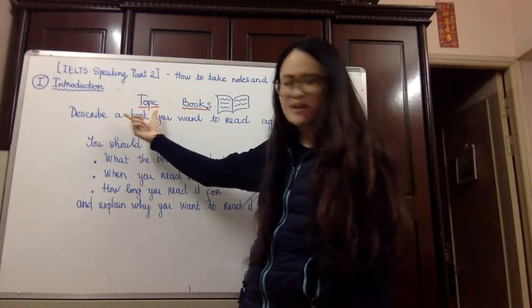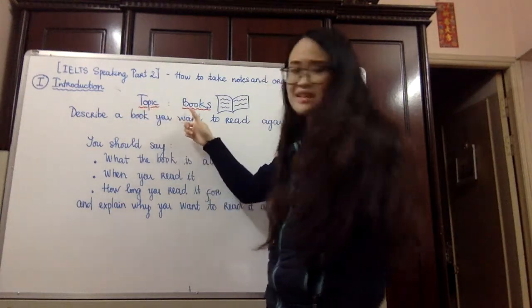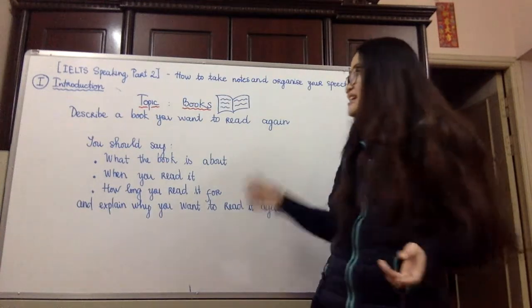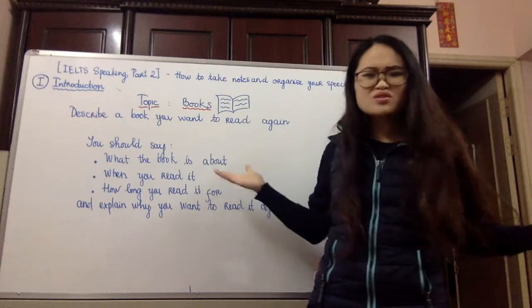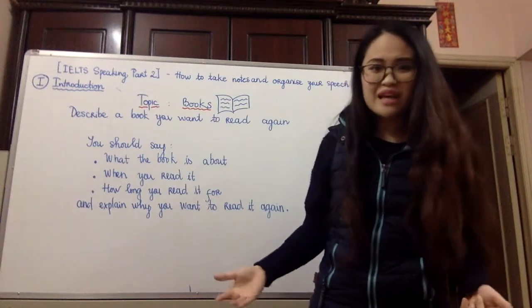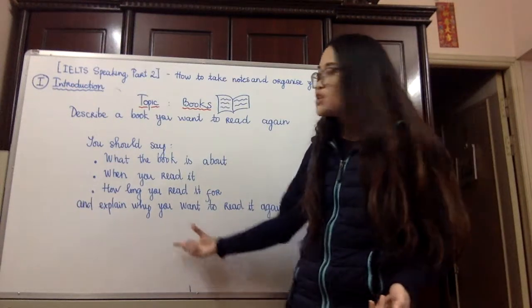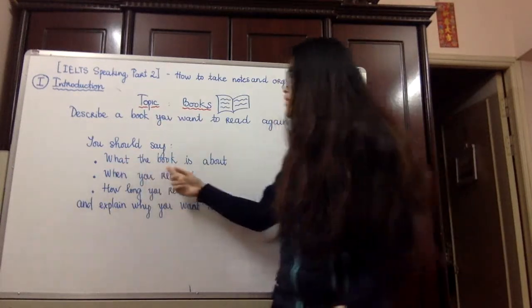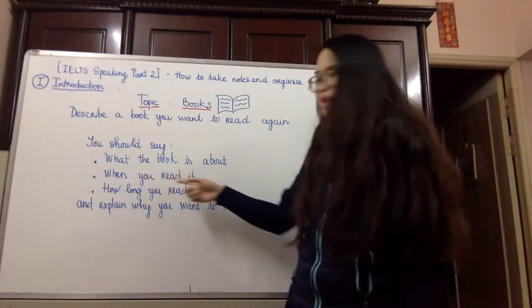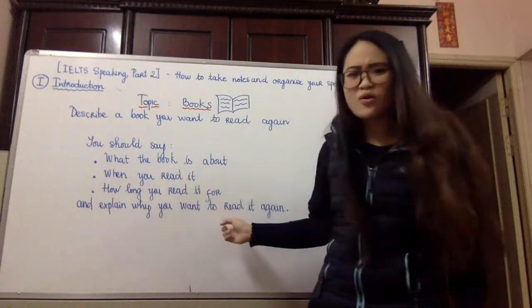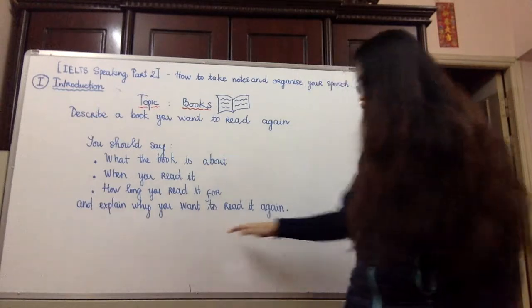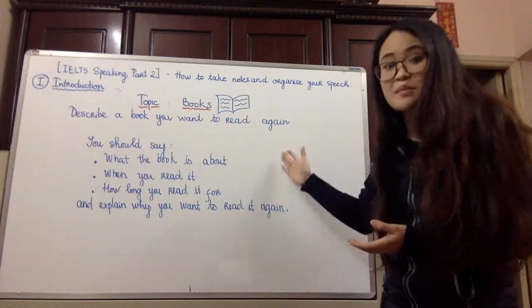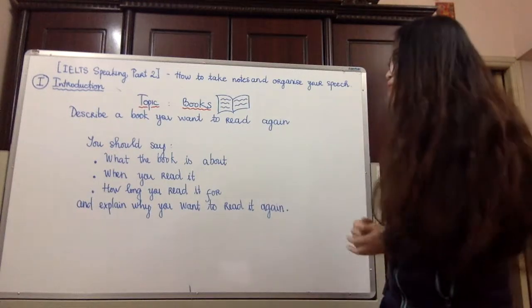Let's take a look at the topic today. The topic today is about books. Describe a book you want to read again. In the cue card given, you will see something like this. You should say what the book is about, when you read it, how long you read it for, and explain why you want to read it again.